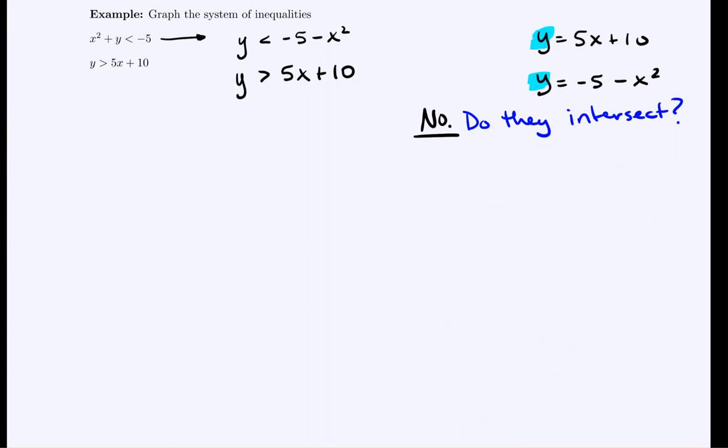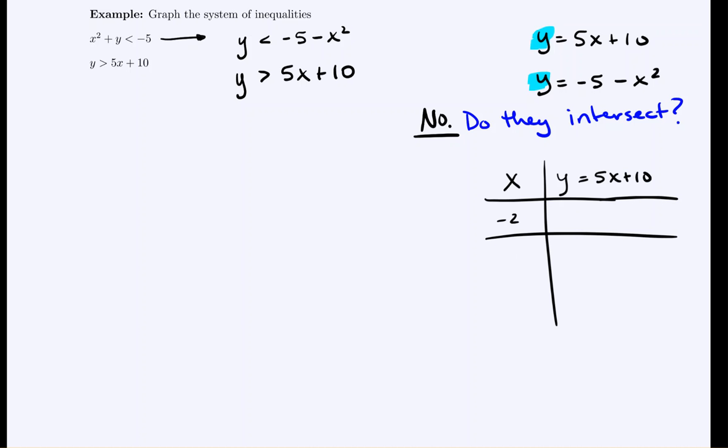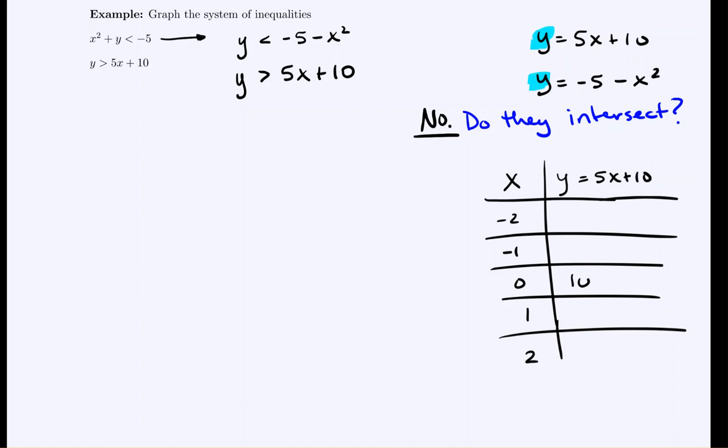So since we know they don't intersect, I don't have to worry about including their intersection, so I'm just going to graph. This is for y equals 5x plus 10. Maybe include points close to 0. I know at 0 I've got the y-intercept 10, and then the slope of 5 tells me I increase by 5 for each one that I go over, and decrease by 5 for everywhere that I go back.